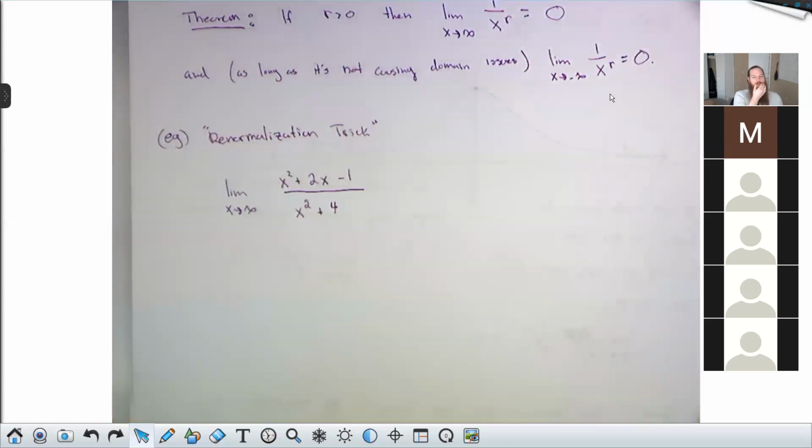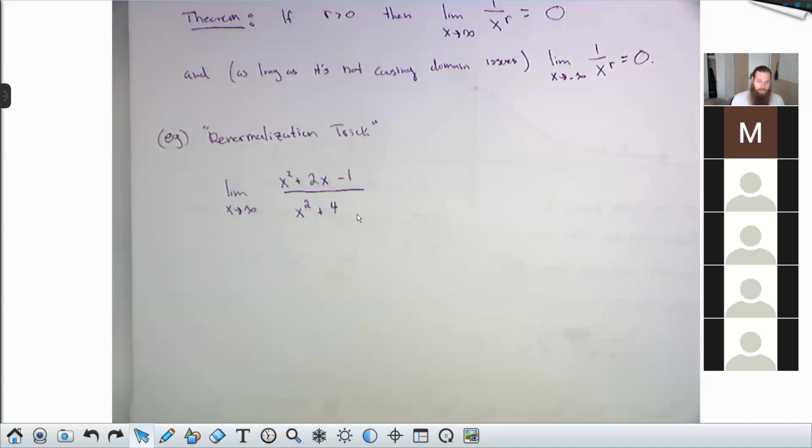Okay, so I would like to take the limit as x goes to infinity of the expression (x squared plus 2x minus 1) over (x squared plus 4). You can try plugging in infinities, but if you do that, you get infinity squared plus 2 times infinity minus 1, all over infinity squared plus 4. Really not helpful, right? It doesn't tell me anything.